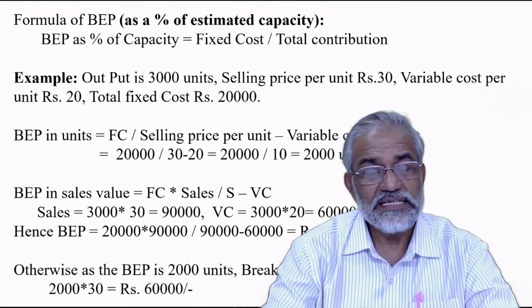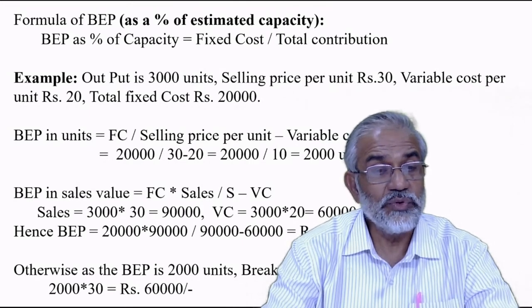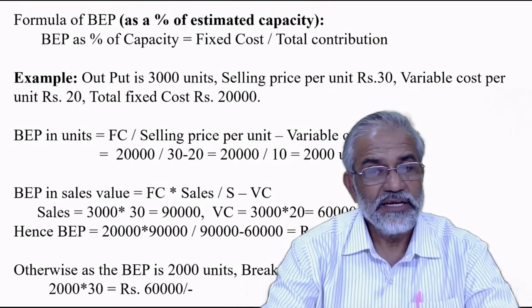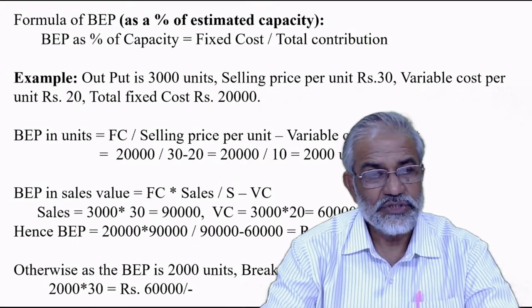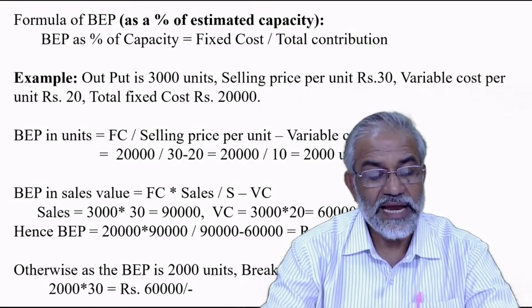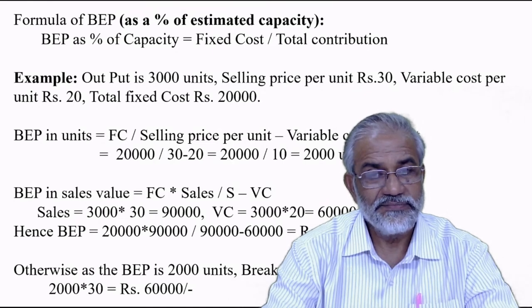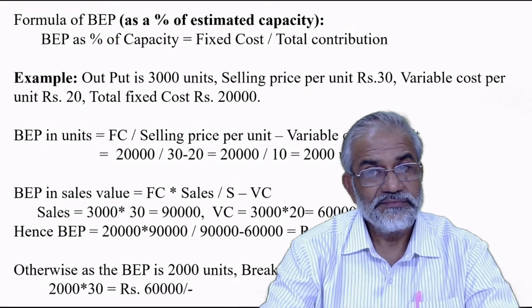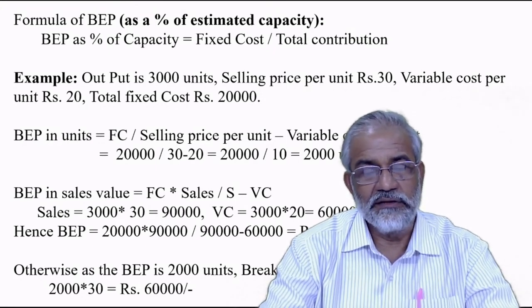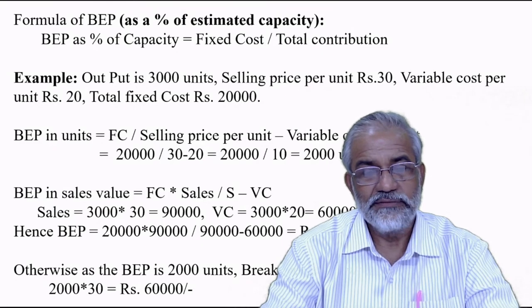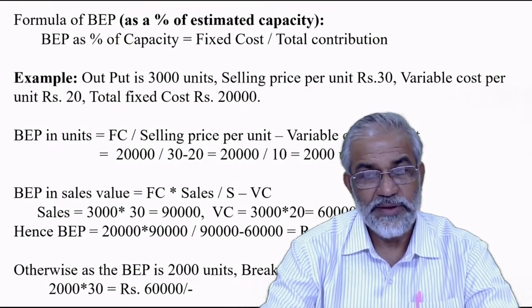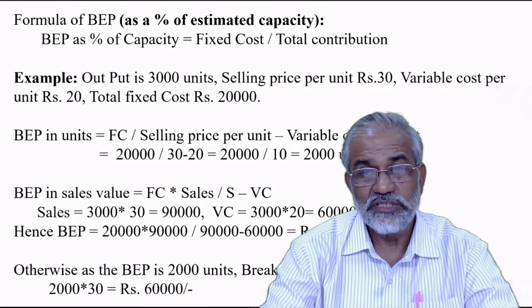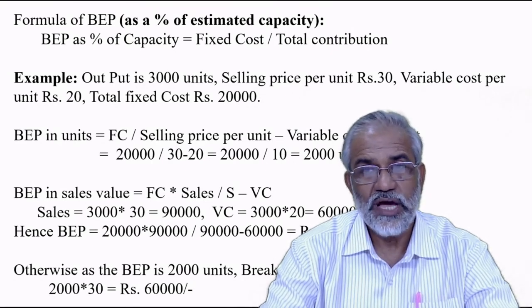So when the organization is producing exactly 2,000 units, then it will be at break-even. It will be at break-even means its total revenue would be exactly equal to the total cost. You can check. When 2,000 units are produced, the sales would be rupees 30 per unit into 2,000.